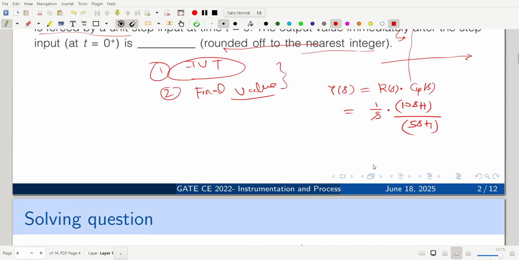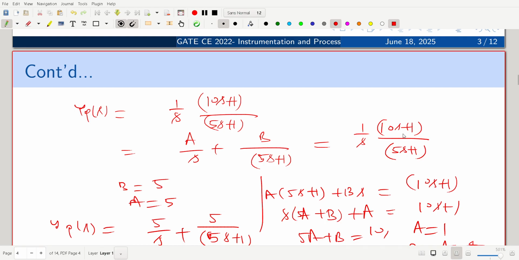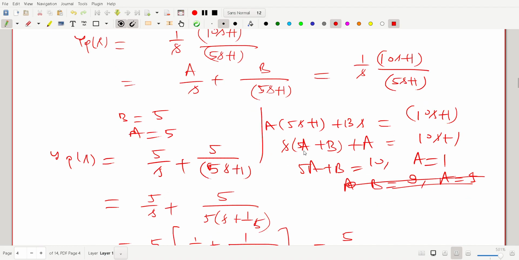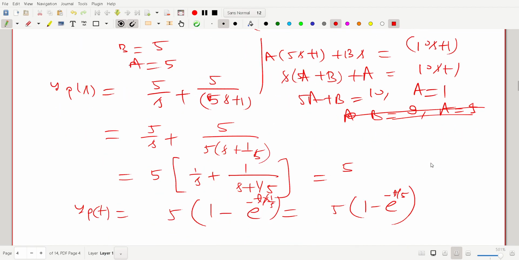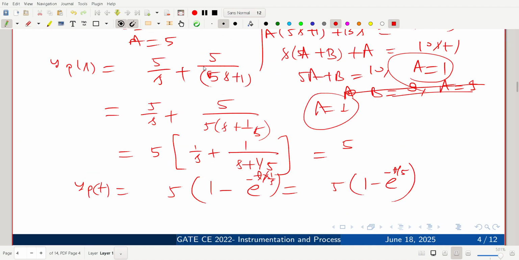I think we are correct, 10s plus 1 by 5s plus 1, right? Okay, let me check once actually. 10s plus 1 by 5s plus 1, so 5s plus 1. It looks correct, right? 5a plus b equals 10, a is equal to 1. Oh, I committed a mistake, right? Here a is 1, right? Not the 5, this one. So let us correct it, no problem.